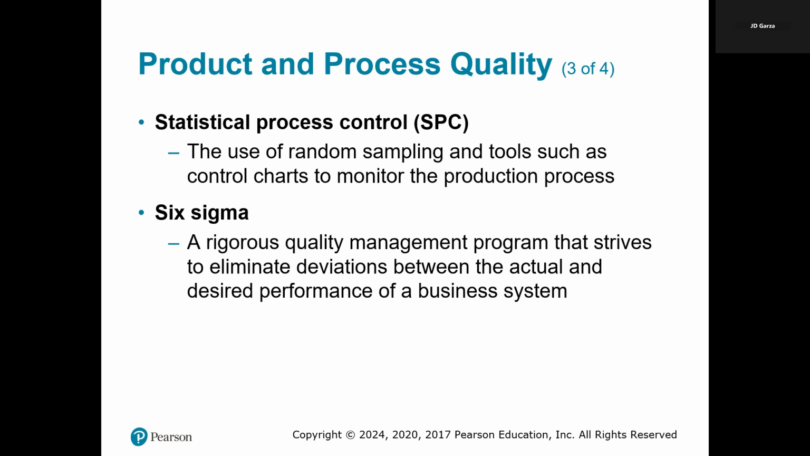Now, this DMAIC, and of course the DMADV, define, measure, analyze, design, verify, are tailored for improving existing processes or even designing new ones. Let's just say, for an example, General Electric, GE. Six Sigma was famously implemented in the 1990s to enhance efficiency across all of its divisions. In one project, Six Sigma helped GE reduce its invoicing errors, which saved millions in billing costs, and it also improved customer satisfaction.